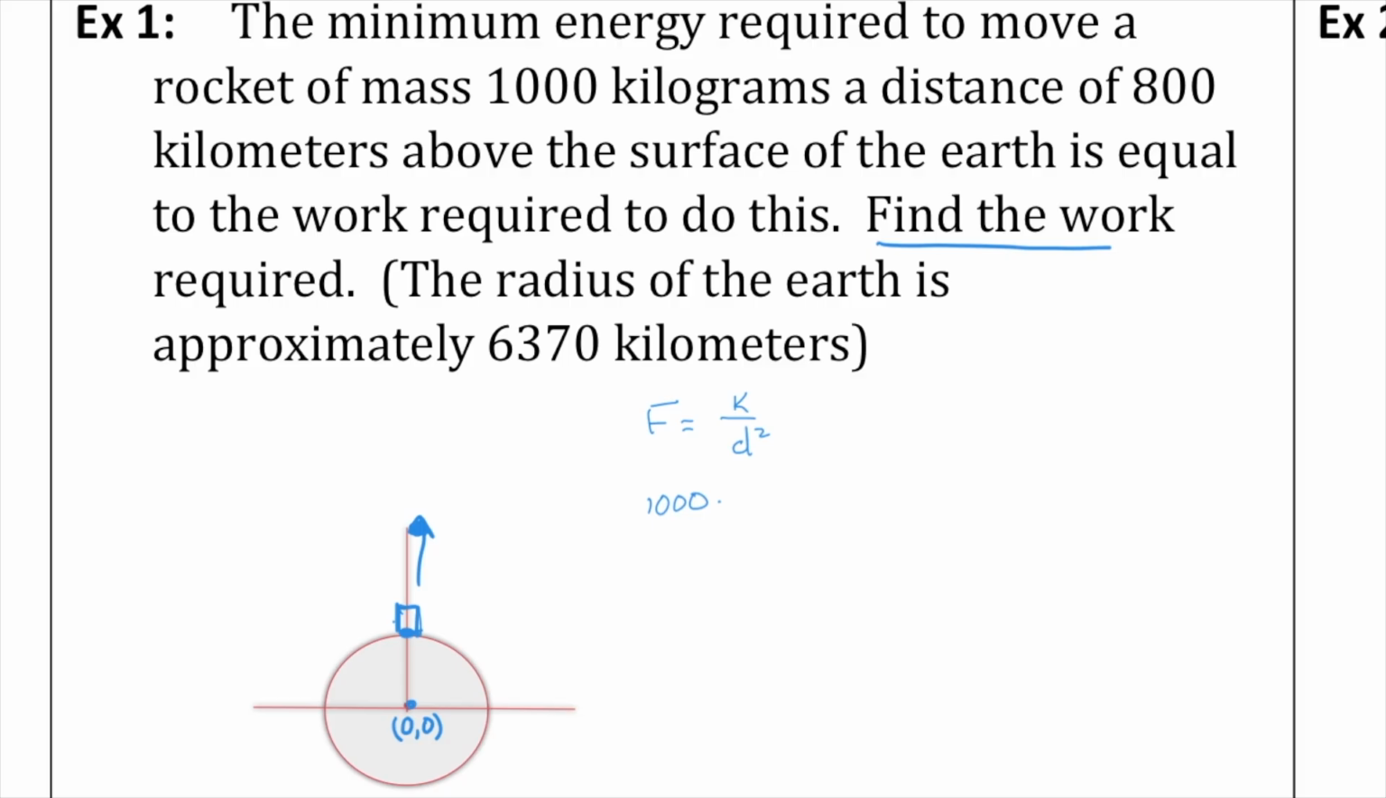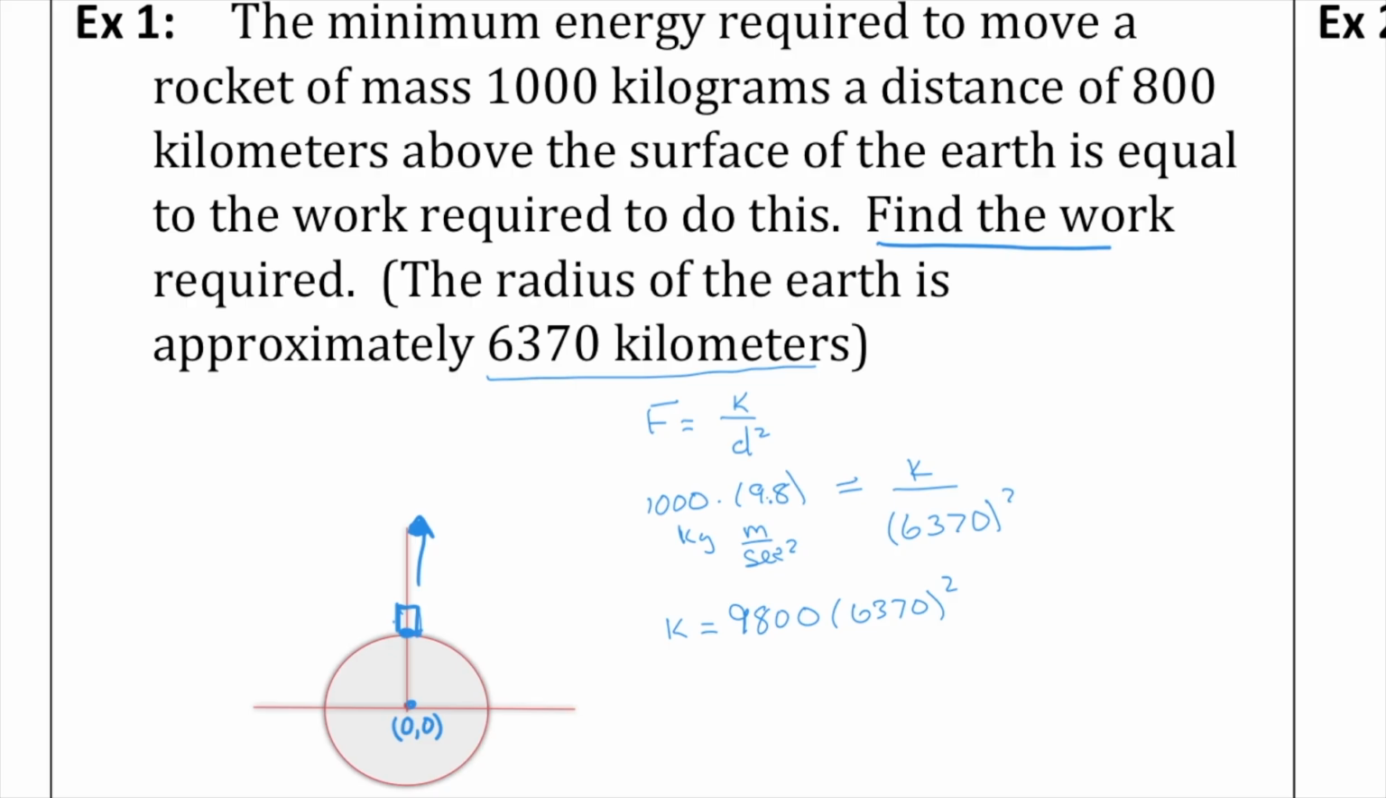We're going to take that 1,000 kilograms and multiply it by 9.8 meters per second squared, which gives us our force, and that's supposed to be equal to K divided by our distance. The distance to the center of the Earth is 6,370 kilometers, and we're going to square that. So K is equal to 1,000 times 9.8, which is 9800, multiplied by 6,370 squared. We now know our K value.